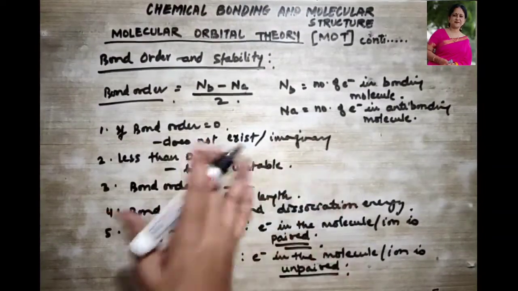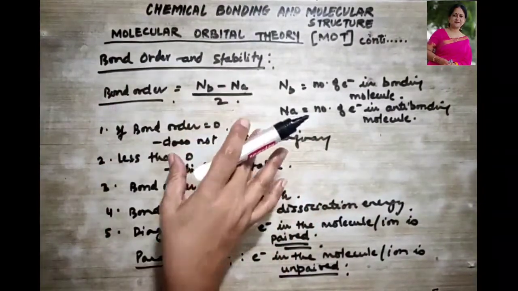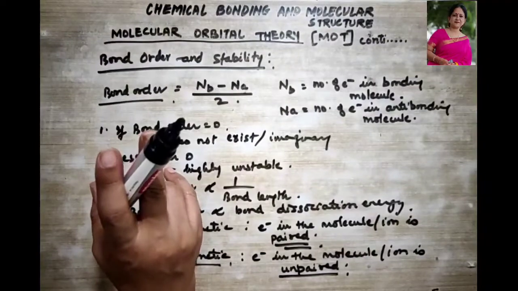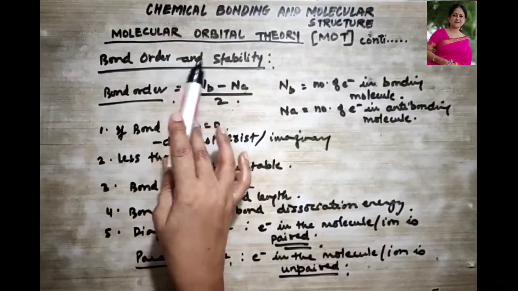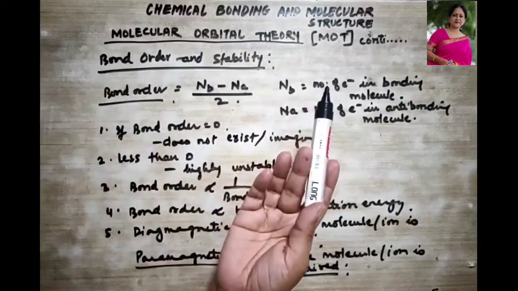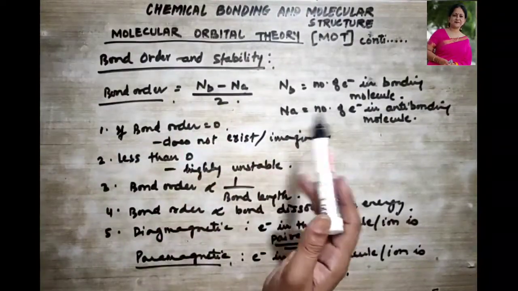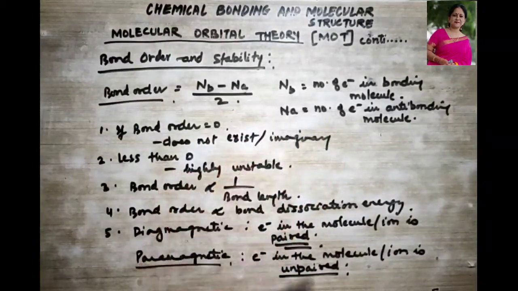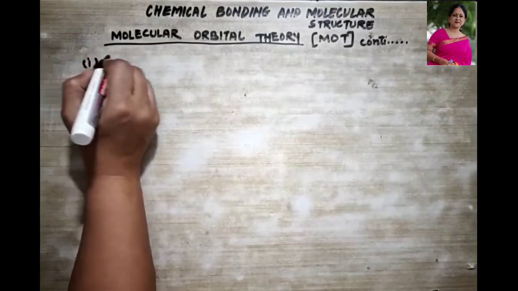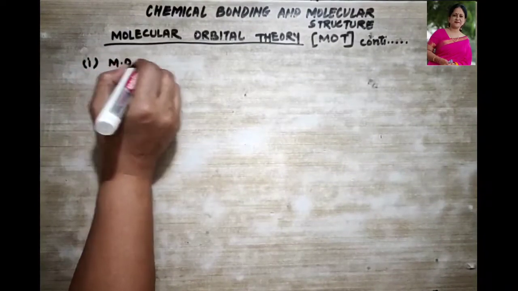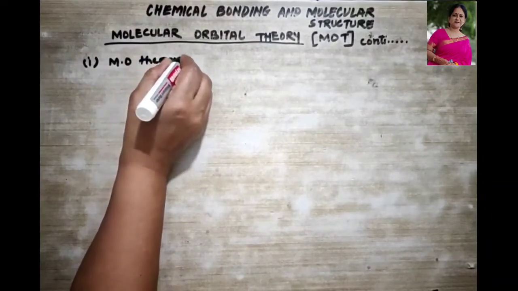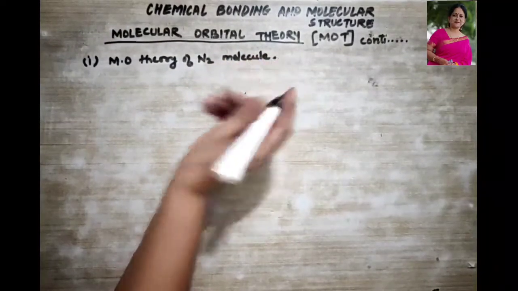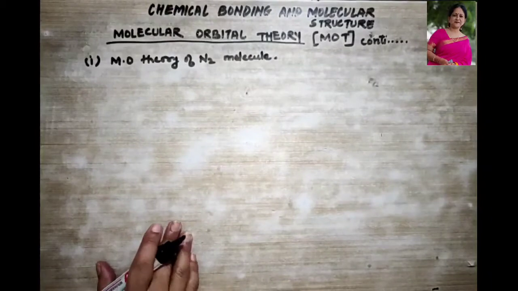Now if you remember, in the beginning of this molecular orbital theory, I had also said the oxygen molecule according to VBT, valence bond theory, is diamagnetic, but according to molecular orbital theory it shows paramagnetism. And just now in further explanation you will come to know how MOT justifies this statement. Okay, talk firstly about the MO theory of the N2 molecule.